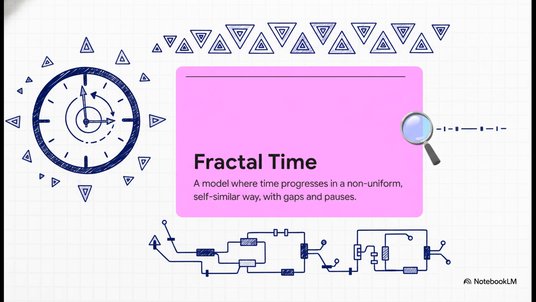So I want you to forget the smooth, steady, continuous ticking of a clock. Instead, I want you to imagine time that has gaps in it, time that stutters forward in a sort of self-similar pattern, kind of like a song that keeps skipping. It's a mathematical tool, really, for modeling things in the real world that just aren't perfectly smooth and predictable.